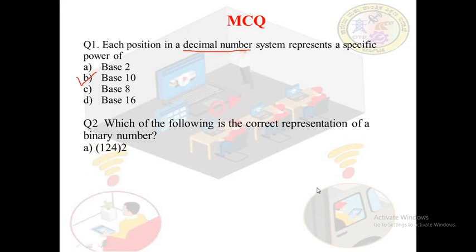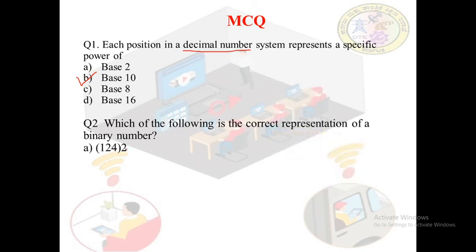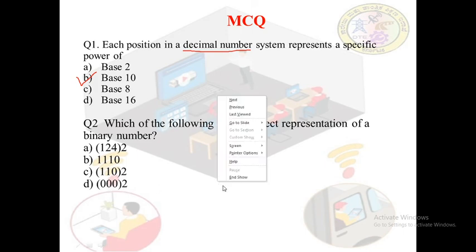124 to base 2, 110, 110 to base 2 and 000. It is not base 2, but a superscript, that is 000 to the power of 2.